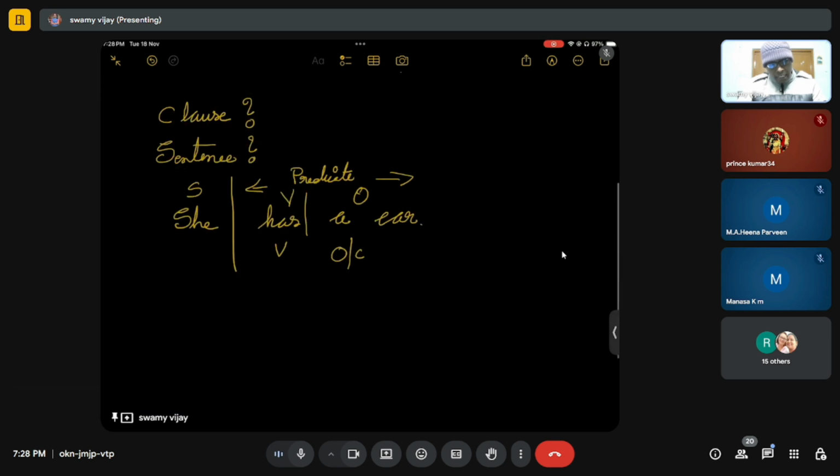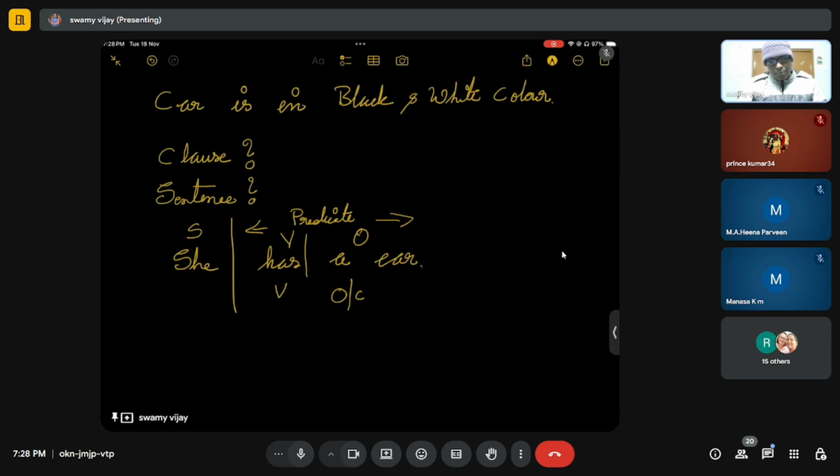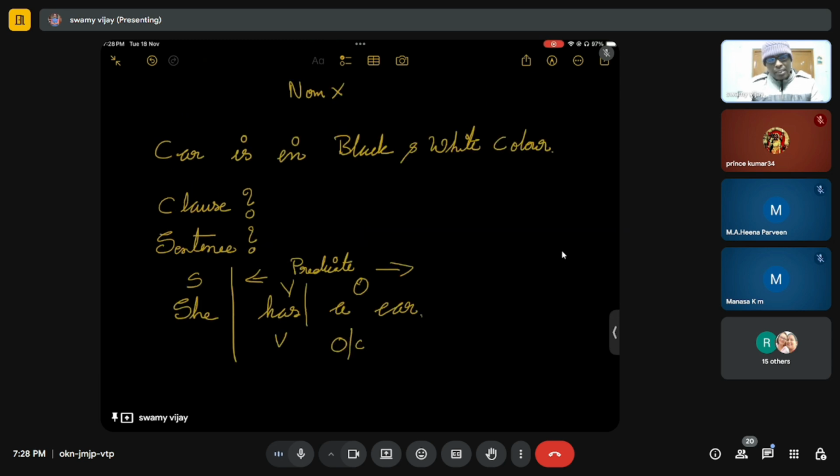Now, if you analyze a sentence which has a subject and a predicate, come back to this one. Car is in black and white color. Is it a sentence or not?